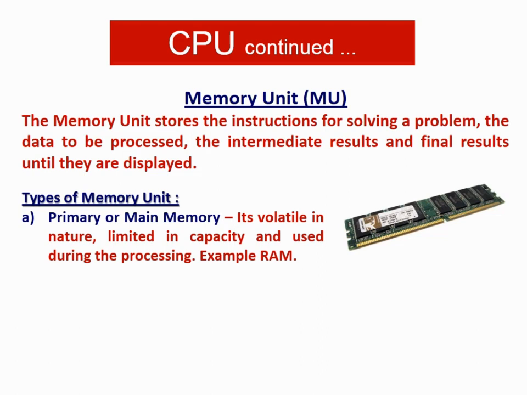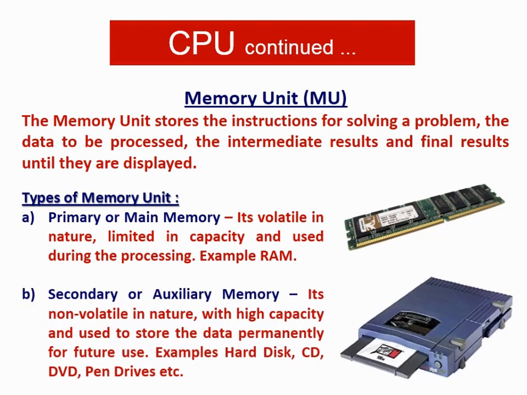Now the second one is secondary or auxiliary memory. It's non-volatile in nature with high capacity and is used to store data permanently for future use. Examples: hard disk, CD, DVD, pen drives, zip drive, magnetic tapes, etc. So the secondary or auxiliary memory is non-volatile in nature. How? It does not depend on electricity.